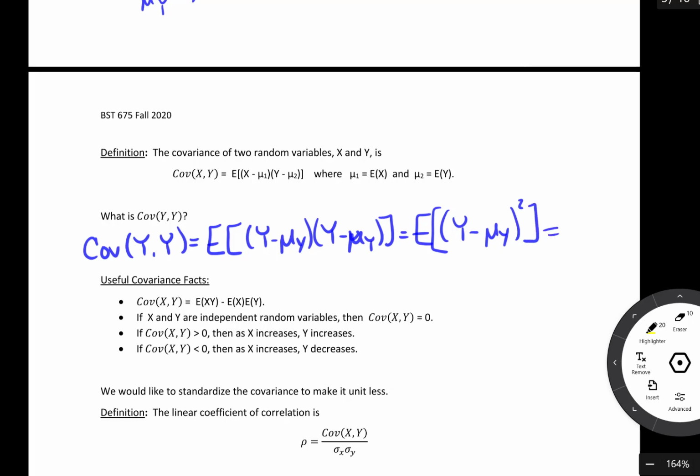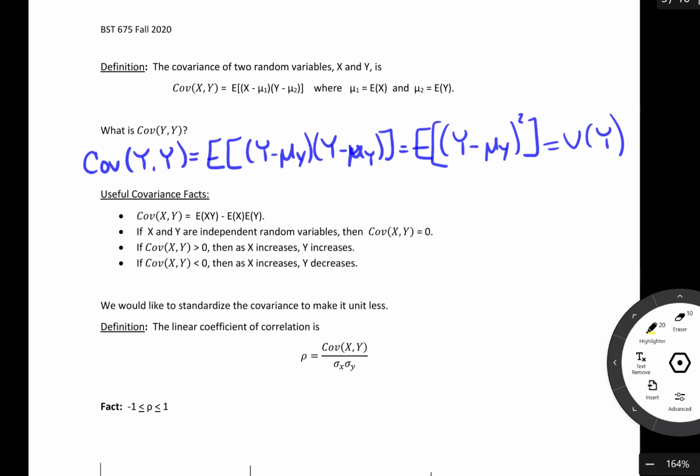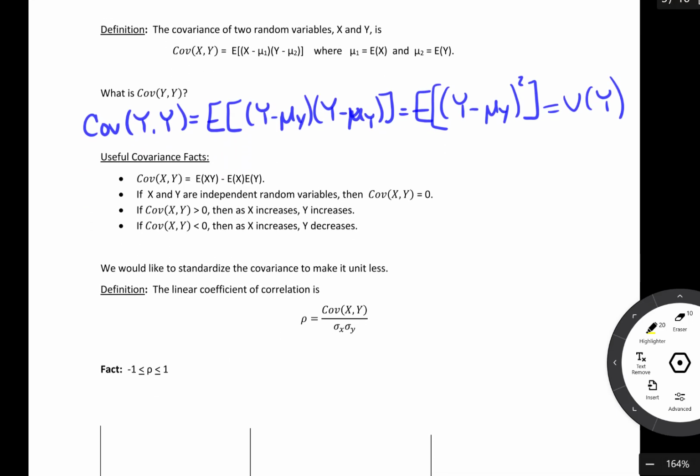And that is the variance of y. So the covariance of a random variable with itself is just equal to the variance. And so there are lots of useful covariance facts.